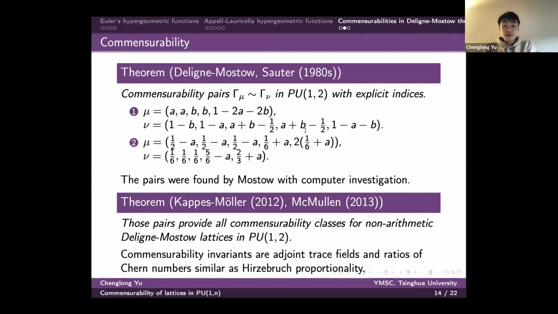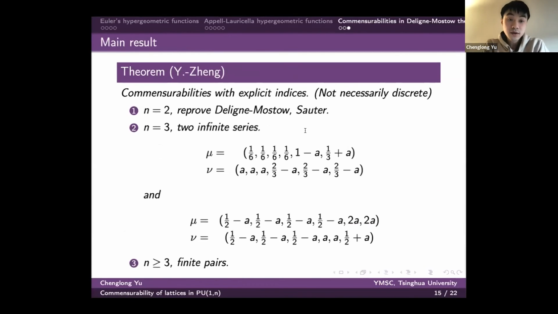So next, let me mention our work on commensurabilities. This is joint work with Zhiwei Zheng, who is also a colleague at Tsinghua. We did this work this year when we were both back at Tsinghua. We found some commensurability relations, or a machinery to provide those relations with explicit indices. Those are commensurabilities for the groups arising from the Deligne-Mostow theory.